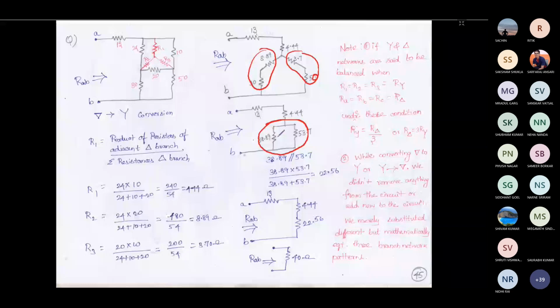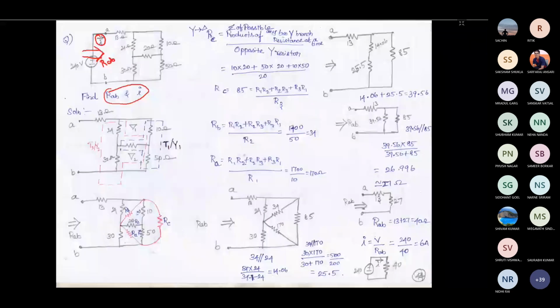That parallel combination has an equivalent resistance, which is 22.56 ohm. That equivalent resistance is in series with this 4.44 ohm, and then that value is again in series with 13 ohm. So the overall resistance is coming as 40 ohm. This is the same as what we found previously. Whether you do star to delta or delta to star, your final solution will be the same.